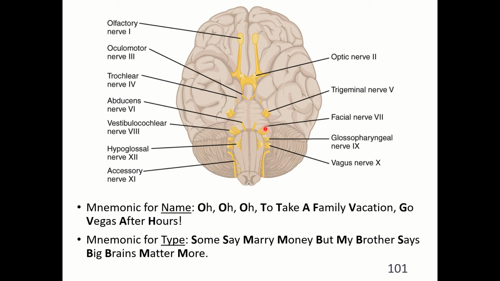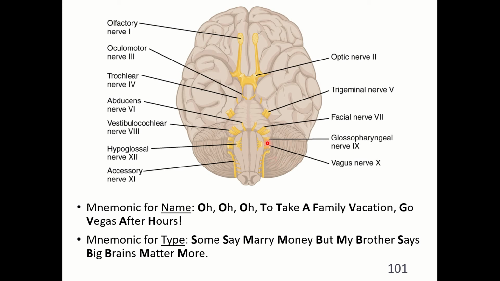And then cranial nerve pair number 8 is the vestibulocochlear nerve. Vestibulo means the vestibule of the ear, so this is important for equilibrium and balance. And then cochlear is your inner ear for hearing. So that's to take a family vacation: 4, 5, 6, 7, and 8. Trochlear, trigeminal, abducens, facial, vestibulocochlear.